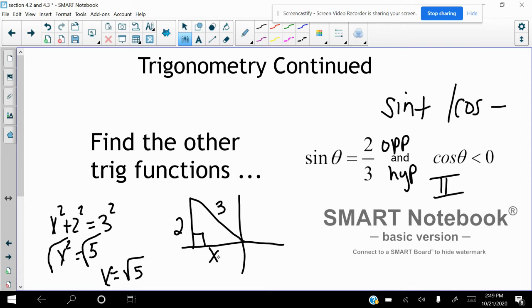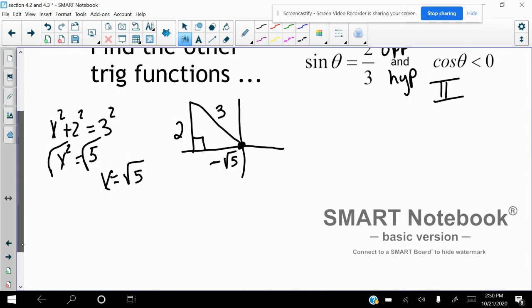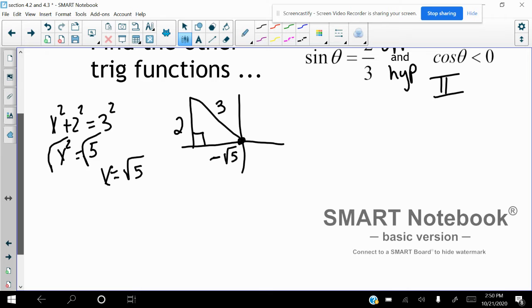I'm going to change that x and make it now the square root of 5. Now, in the second quadrant, we know cosine is negative, so this value here has to be negative. If you think about it, coming from the origin going left would make it negative. The question they are asking is to list all of the other functions, so I'm going to use this picture here.